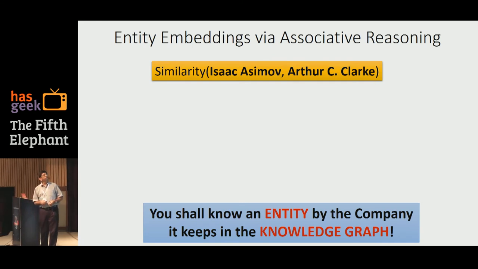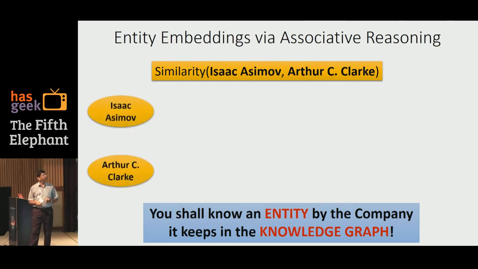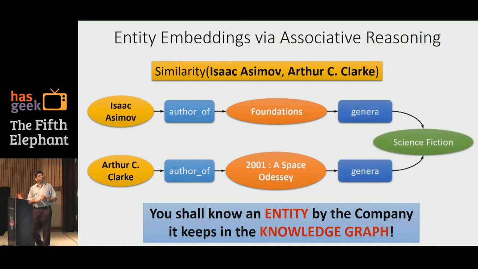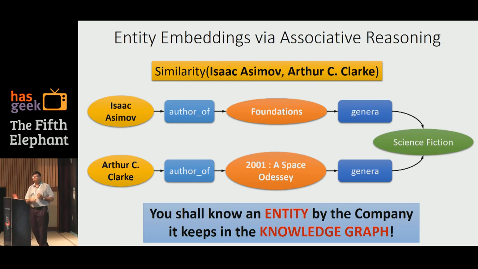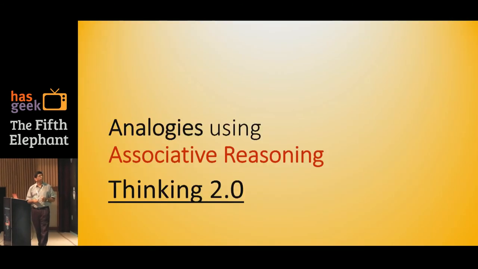Let's make it a little harder. How do we know that Isaac Asimov and Arthur C. Clarke are similar? If I traverse the knowledge graph and say, this guy wrote these books, this guy wrote this book, and then this guy's book has a genre of science fiction, this guy's has a genre of science fiction, therefore they are similar. So the idea of similarity is now understood, and this process we went through, going from entity to entity to states, if you will, is what we are calling reasoning. In a way, we are using reasoning to actually compute similarities.